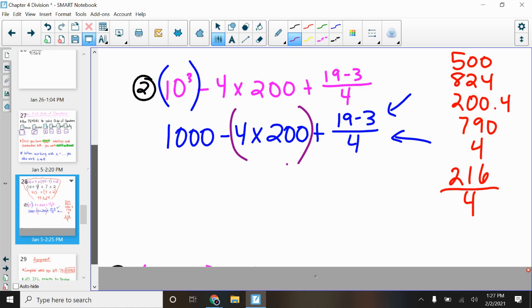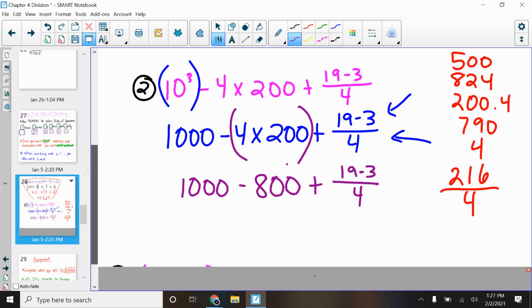It is 800. So underneath that, I'm going to write my 800. And then Brady, what do you suggest I do next? Bring everything else down. So I've got my minus, I've got my 1,000, I've got my plus. I still got this weird 19 minus 3 over 4 thing. Now that you said that's the division, I can. Anybody know what to do next?